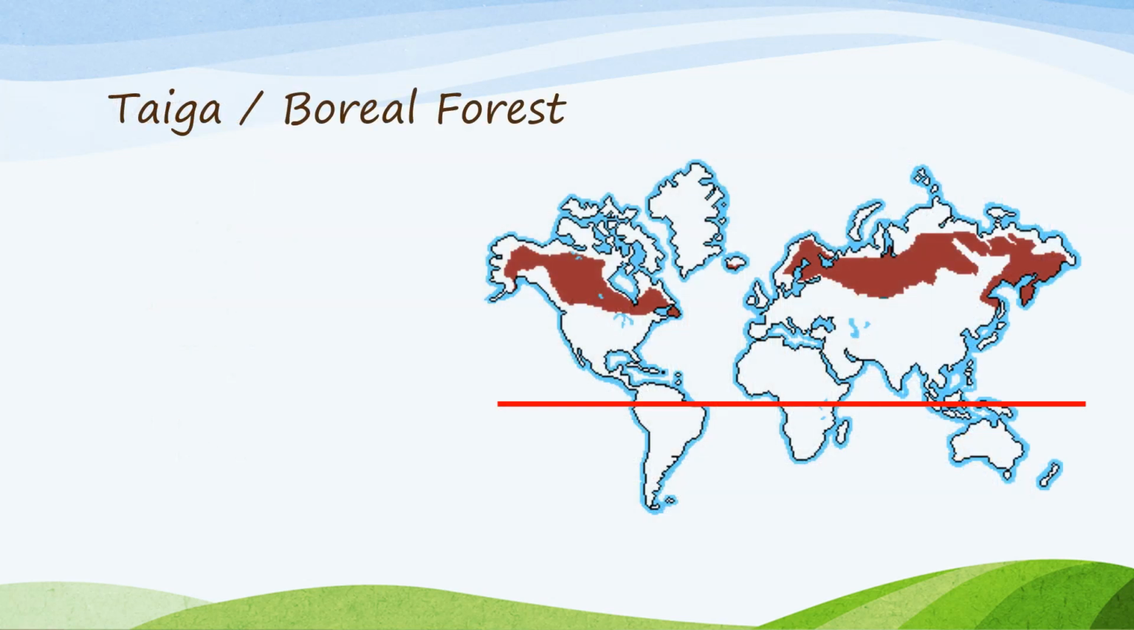Next, we have the taiga or boreal forest. So this has two different names. It's not called a taiga forest. The taiga is just the taiga, and then the other name is boreal forest.